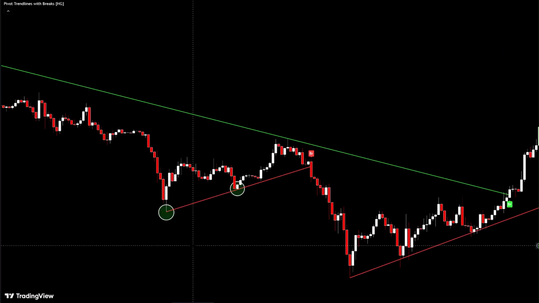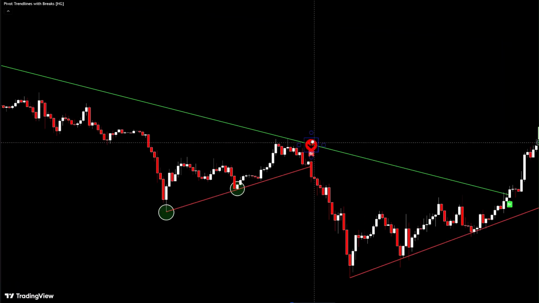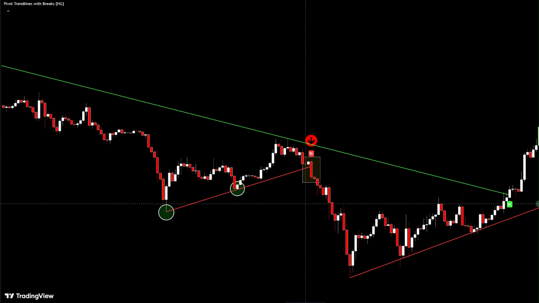See how clean and accurate these trend lines are. And the breakout alerts are spot on. This indicator takes the subjectivity out of trend line trading, giving you a clear edge in the market.